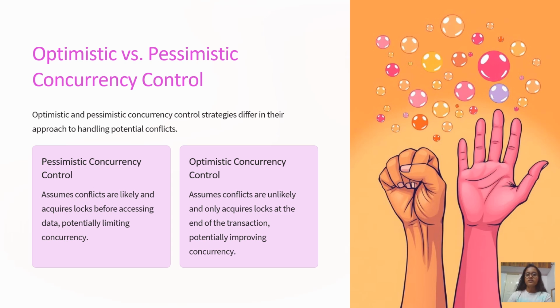Optimistic control assumes that conflicts are very rare, so it allows transactions to execute freely but verifies changes before committing. Optimistic control is often used in high performance systems with low contention. This reduces waiting, but it also risks conflicts at commit time.